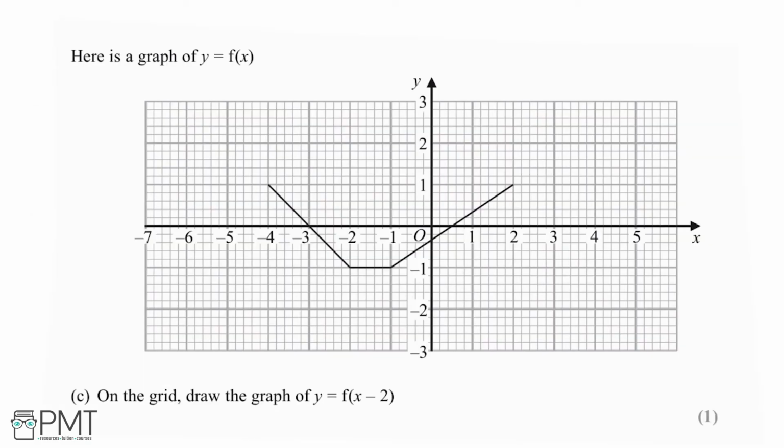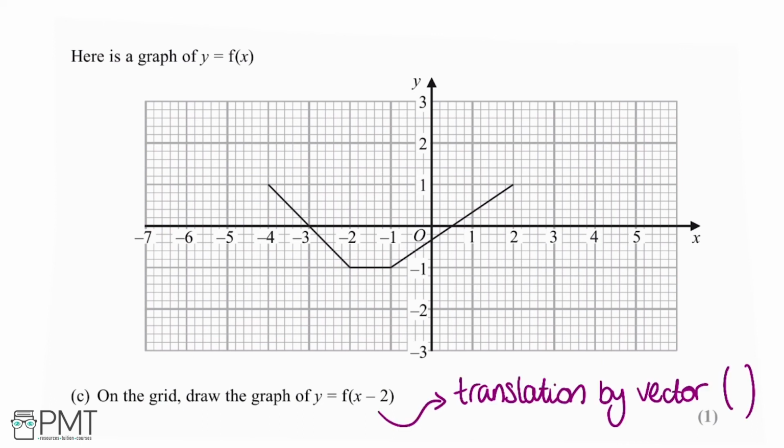Now in part C, we're told that here we've got a graph of y equals f of x. And on the grid, we want to draw the graph of y equals f of x minus 2. So what this is saying is that we want to translate by vector (2, 0). The top part of the column vector represents left-right movement, and the bottom part represents up-down. Well, the bottom part is 0, so we're not going to move up and down. And the top part is plus 2, which means we're going to move 2 to the right.